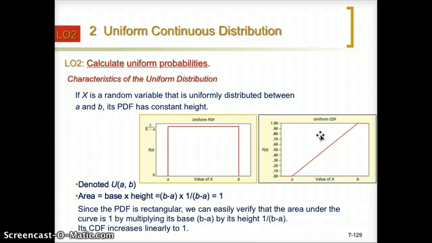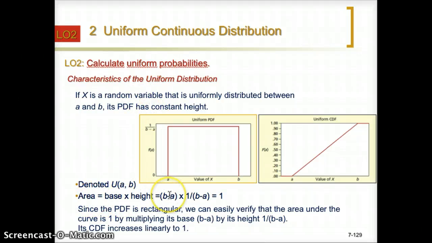From this graph, what we can learn is the probability for any values lower than a is 0. And the probability will be increased from 0, gradually increased to 1, and it stops at the value of b. And for the uniform distribution, we use U, bracket a and b to define this distribution.